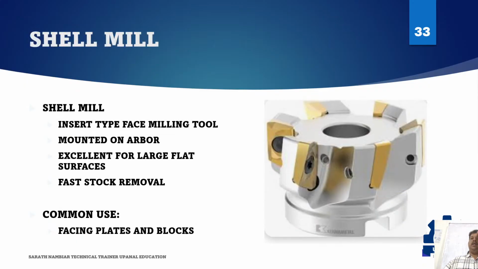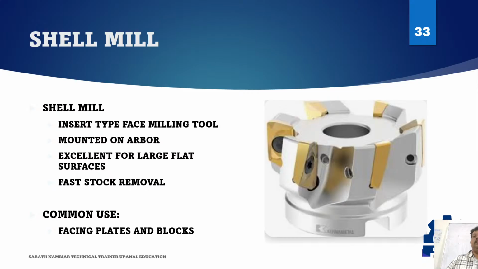Next is the shell mill. It's a large insert milling cutter mounted on an arbor or holder, used for facing and shoulder milling, and it is a high productivity tool. It's best for flat surfaces and heavy milling. This is an important industrial cutter used in many CNC centers.